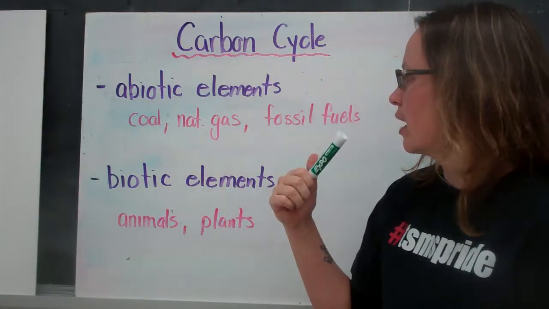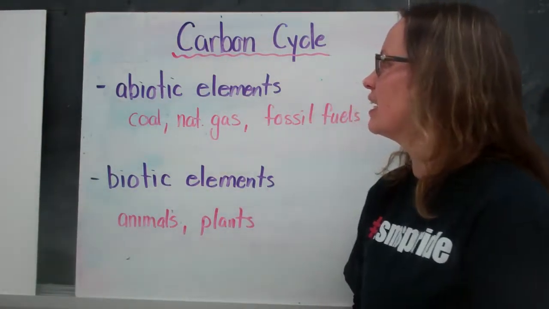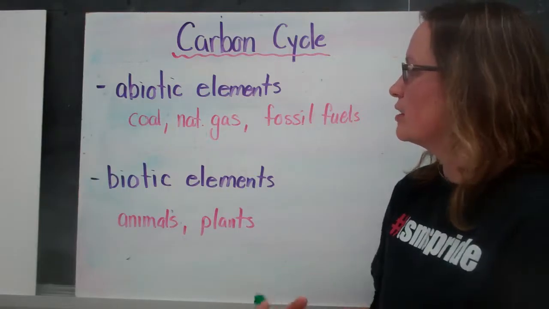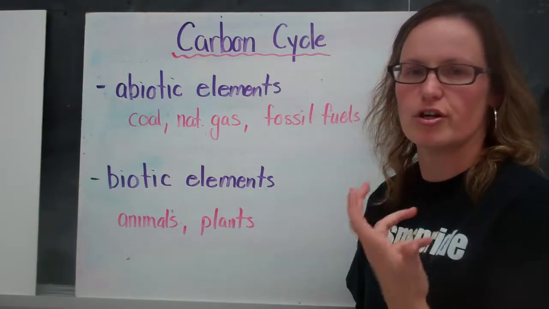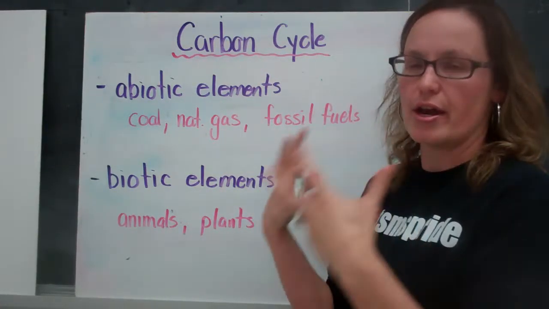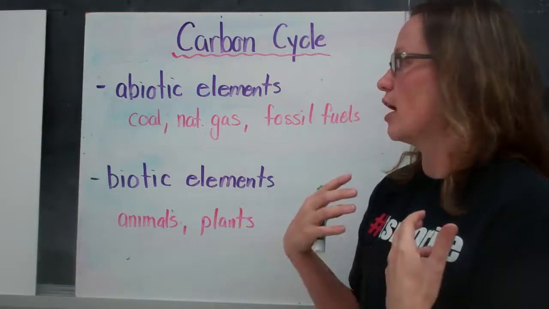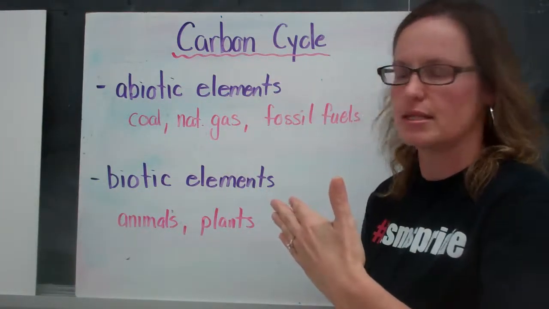An example of an abiotic element would be coal, natural gas, or fossil fuels. And the carbon is put into those abiotic elements through sort of a recycling program. Through our detritivores and our decomposers, they take that carbon out of other energy sources in the environment, and they break it back down, and it goes back into the carbon cycle.